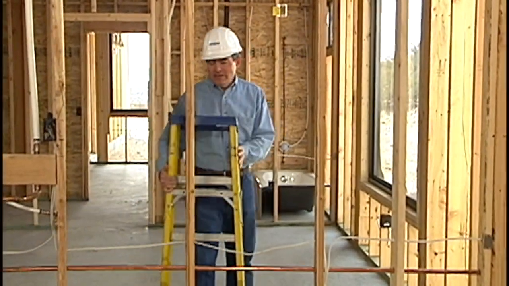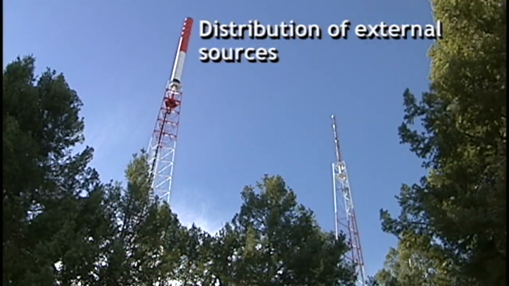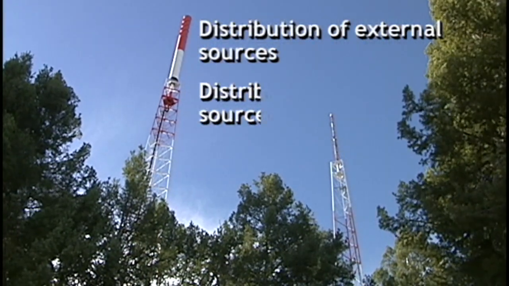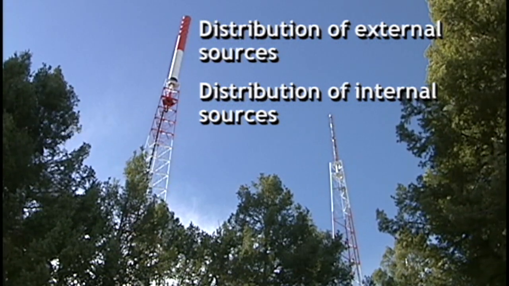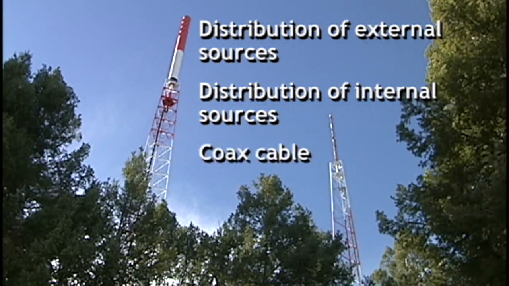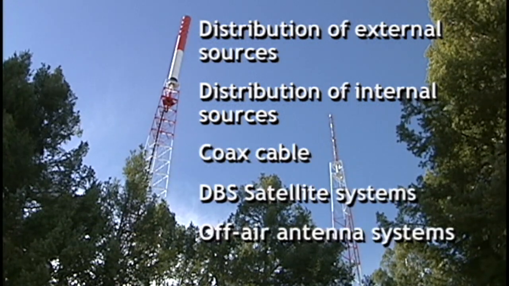Next, we need to cover the basics of broadband RF distribution in and to the home, including external sources such as satellite, cable, and off-air signals. The distribution of internal sources such as DVD players, modulated AV sources, and cameras, coax cable types and characteristics, direct broadcast satellite systems, and off-air antenna systems.